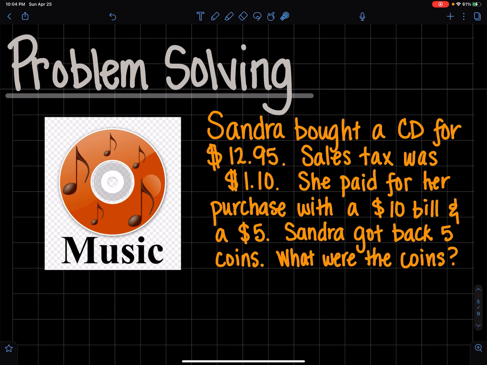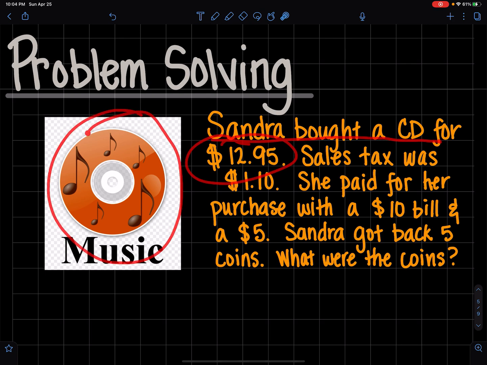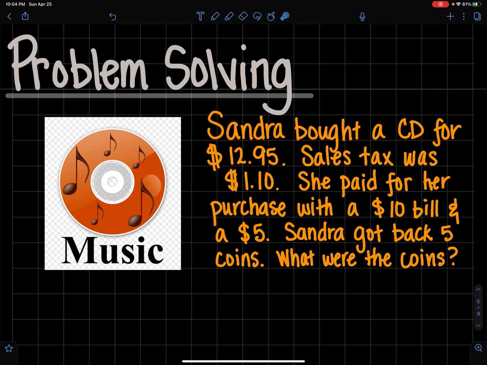All right, let's jump into problem solving. For problem solving, it says Sandra bought a CD for $12.95. Now I have a picture of a CD here. This is what we used to buy music on in the old days. And when you bought a CD, because that's a little expensive, $12.95, you got like, I don't know, 10 or 15 songs in a whole album. So they were probably about $1 each. That's what you can buy them for on iTunes now.